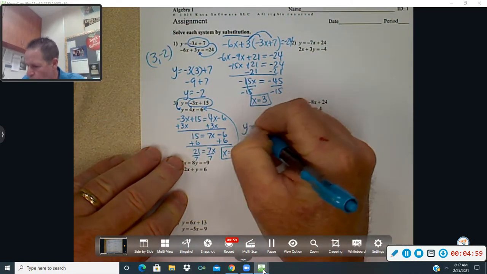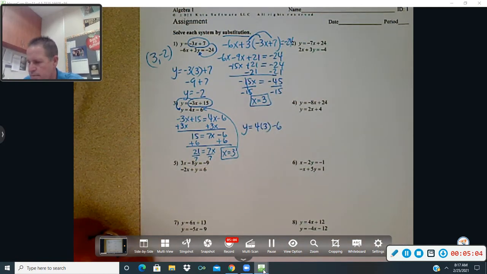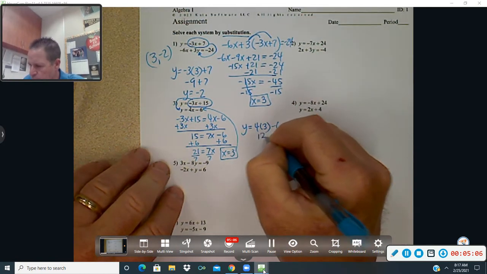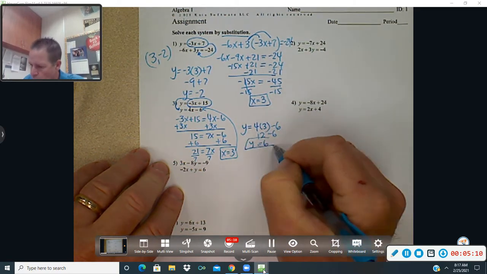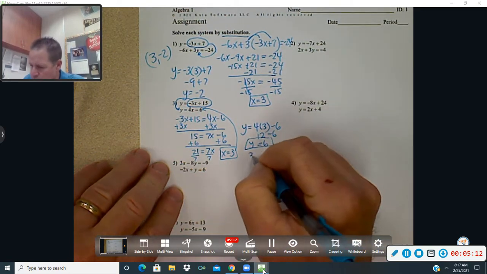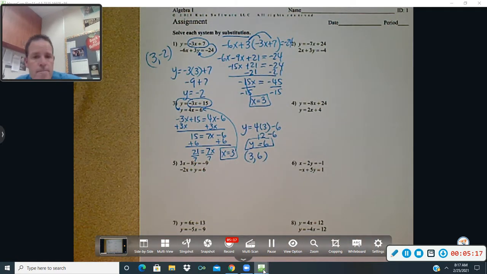And I'm going to say that y equals 4 times 3 minus 6. So 4 times 3 is 12. 12 minus 6 is 6. That's y. So y is 6, x is 3. We're going to write it x, comma y: 3, comma 6. All right?